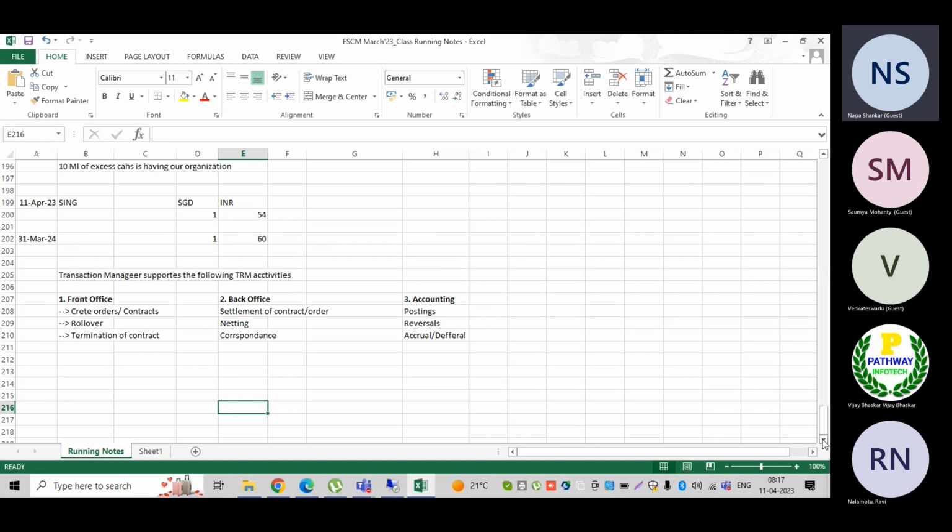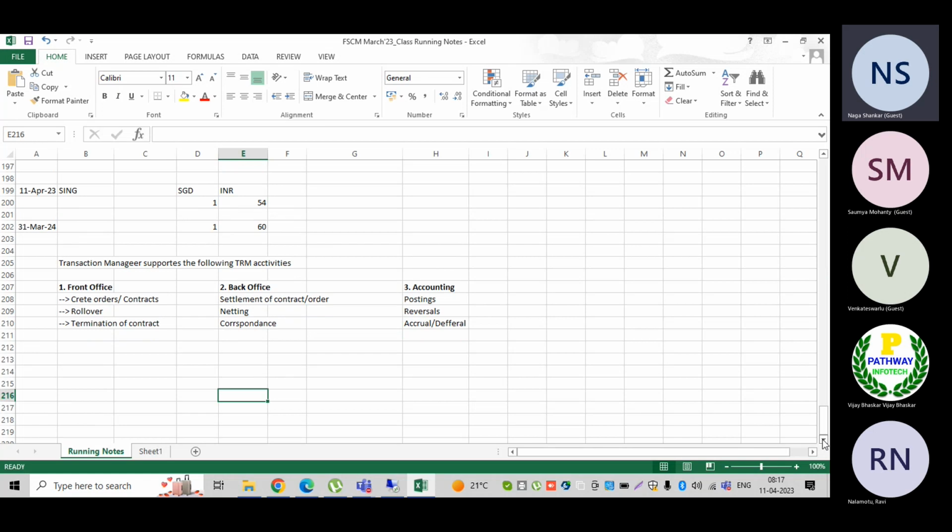Sir, if you don't mind, can you explain the netting part one more time? It's a back office. See, the netting part is nothing but this. Let us assume you have made some investment, and you have assumed that the market may go in an upward direction.